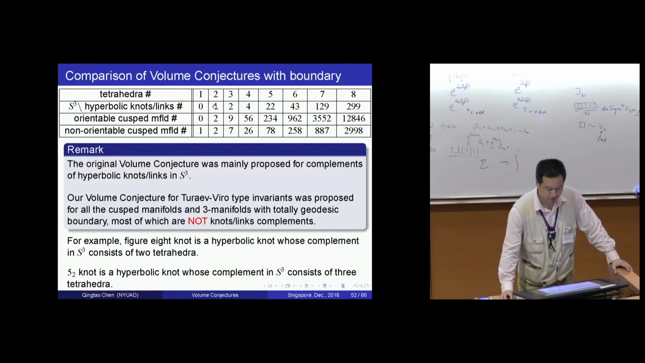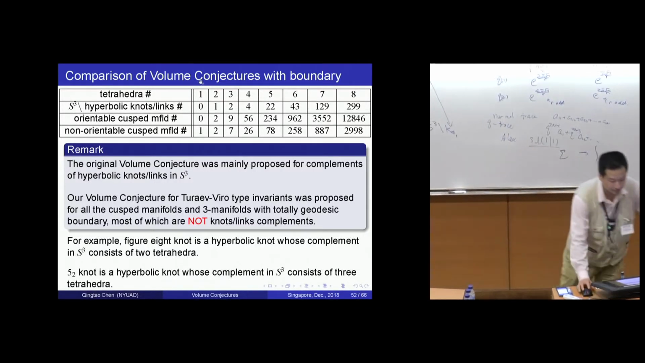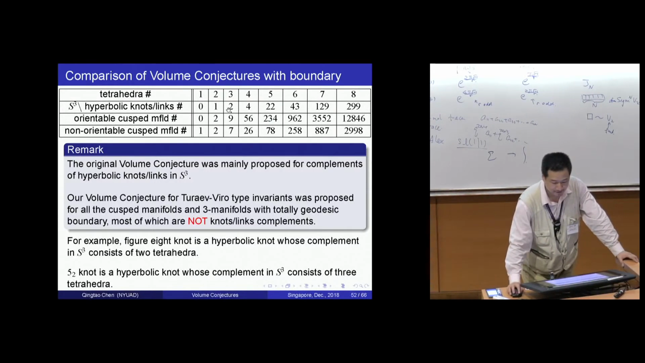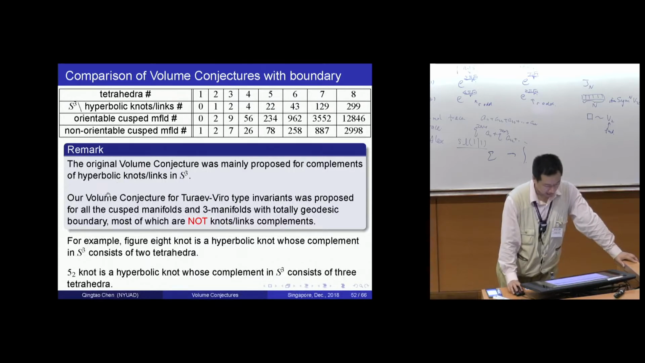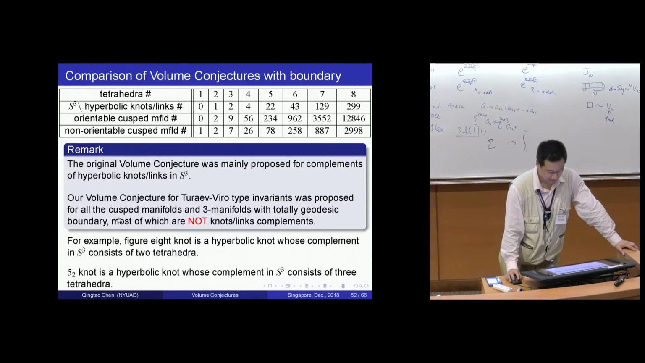Here is the place for the figure-eight knot. This is the figure-eight knot. You use 2 tetrahedra, right? 2 tetrahedra. And it's a sister. And the 3-twist knot, 5_2, is located here. So our volume conjecture for Turaev-Viro type invariants was proposed for all cusped manifolds, most of which are knot and link complements. The original volume conjecture was only proposed for such examples, and then we propose it for all the hyperbolic manifolds.